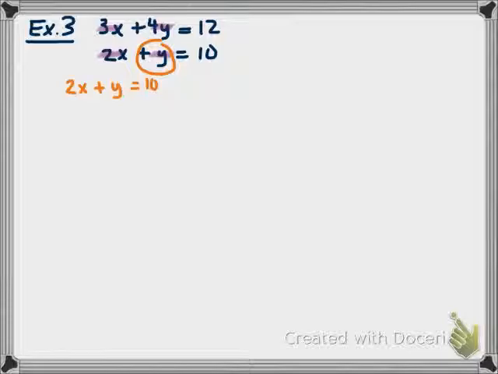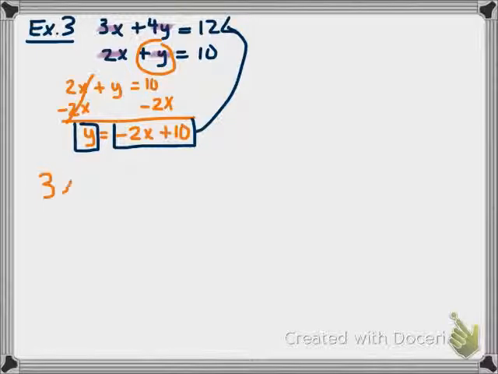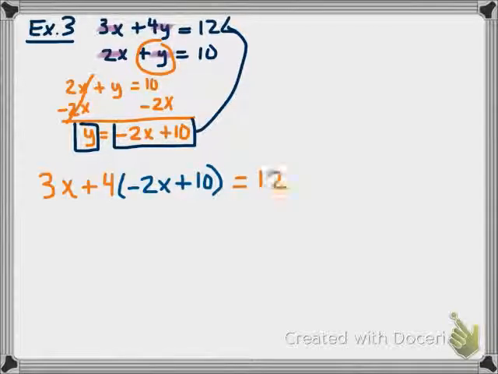So I'm going to rewrite the equation over here. I would have to solve for y, so I would have to subtract 2x from both sides. So that gives me y is negative 2x plus 10. Now, since this is already y equals, then we do what we did in example 1 and 2. I'm going to substitute negative 2x plus 10 for the y in the other problem. So 3x plus 4, parentheses, negative 2x plus 10 is equal to 12.